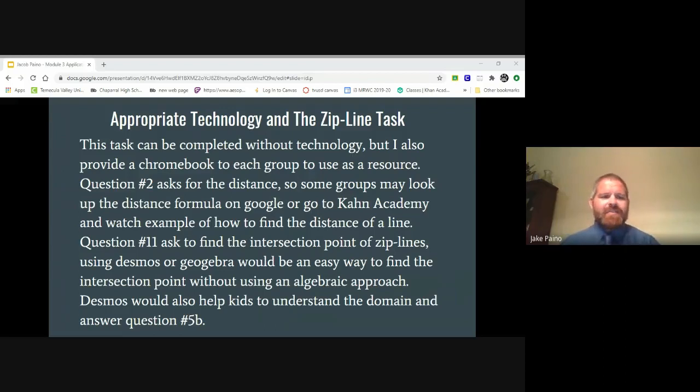Question 11 asks them to find the intersection point of two zip lines. So using Desmos or GeoGebra would be a great way to graph some lines and visually see that intersection point, so they wouldn't have to do it algebraically. So the technology is there for them on this task. They can solve the problems without technology, but it's there for the assist, and it helps them move along in the problem.